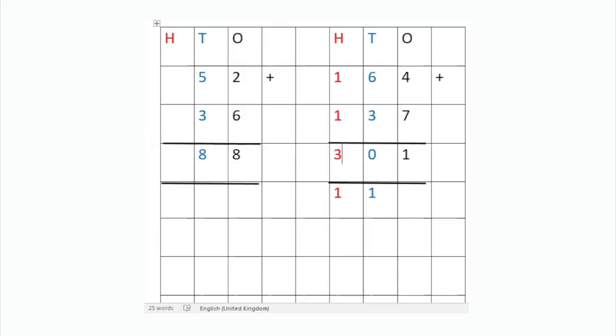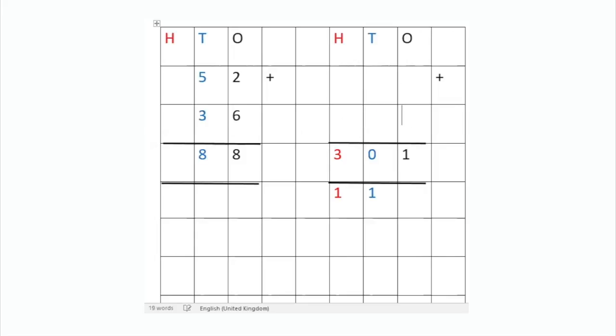Okay, so as you can see, we have shown our working out. We've shown our understanding as well of how to exchange numbers across. We know that 164 add 137 gives me 301. Okay, so I'm going to get rid of this number first. We're going to do another one of these.